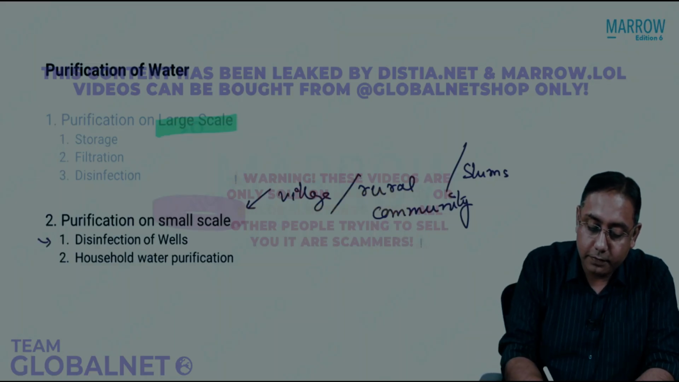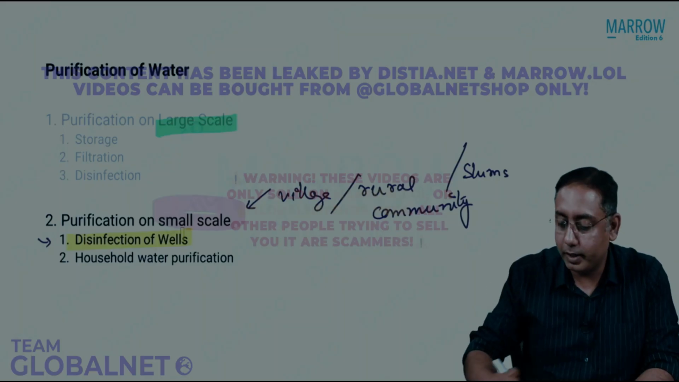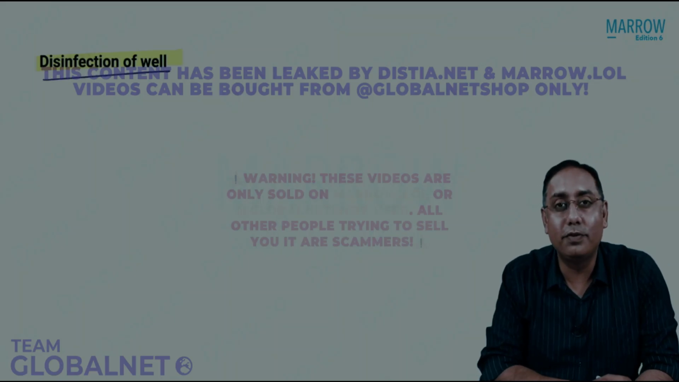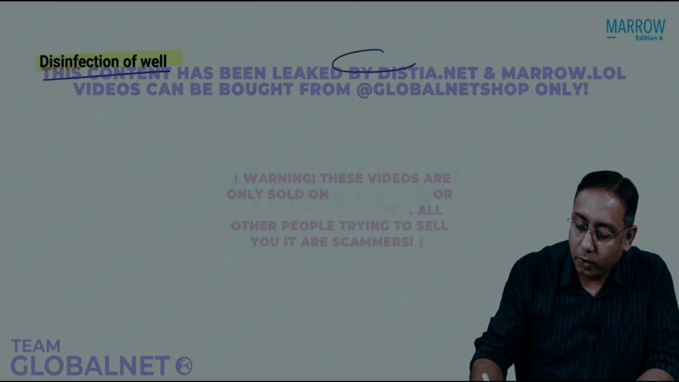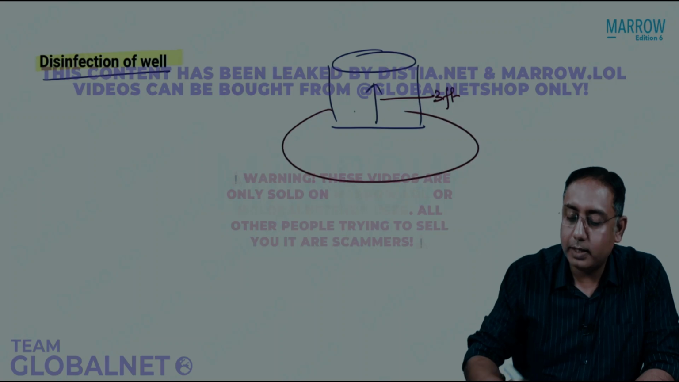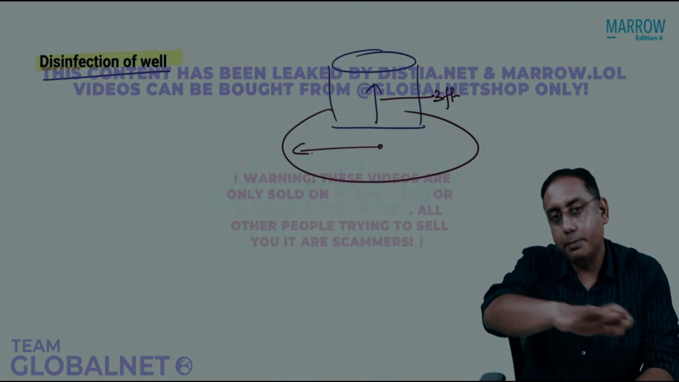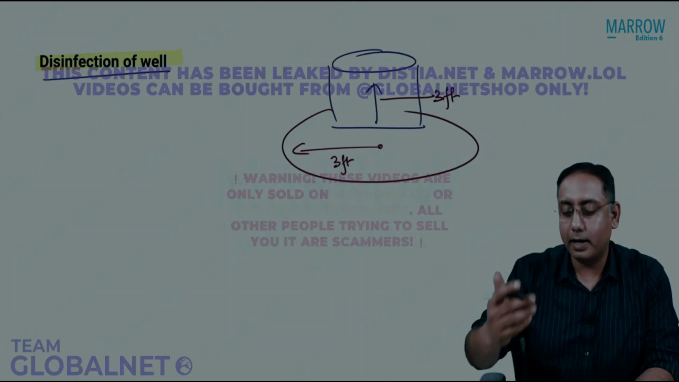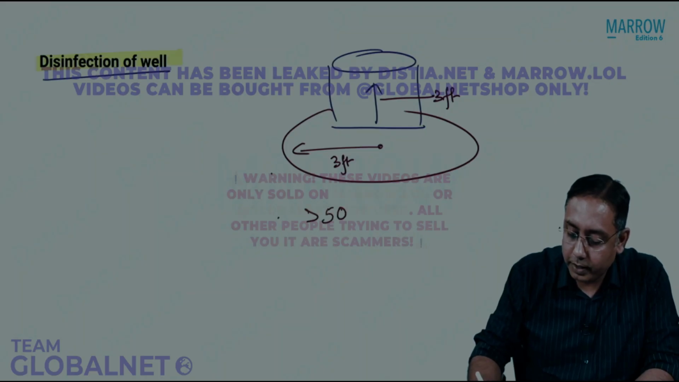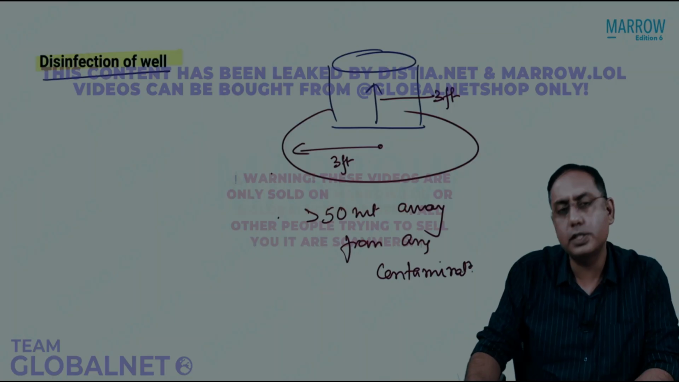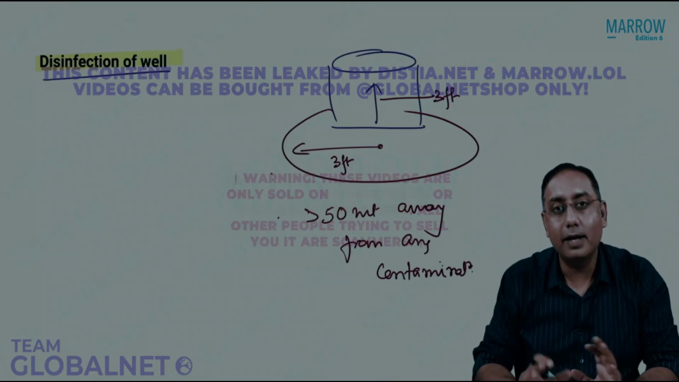So the first is disinfection of the well. In case the well is there in the rural area, how to disinfect a well? That is your first understanding about water purification at a smaller scale. You already know that the height of the well wall should be 3 feet. You already know that a sanitary well should have a cemented ground which should be 3 feet in radius. You already know that the well should always be covered, and please also note it should be more than 50 meters away from any contamination, because there is a cone of contamination which follows. I think we have already had a word on that.